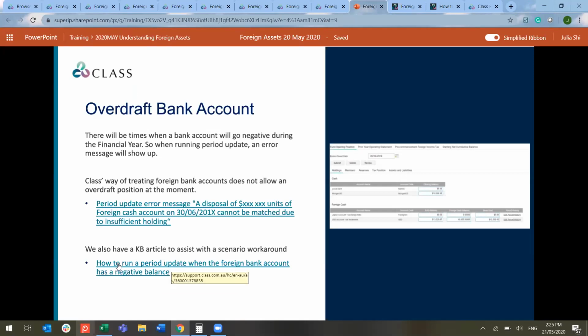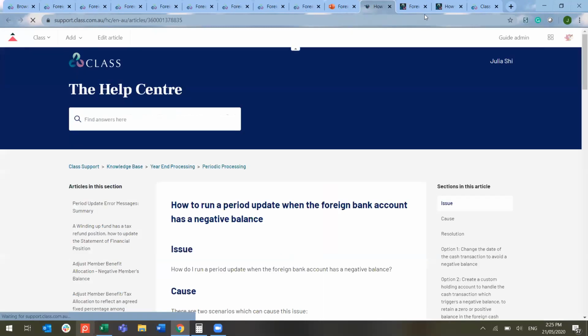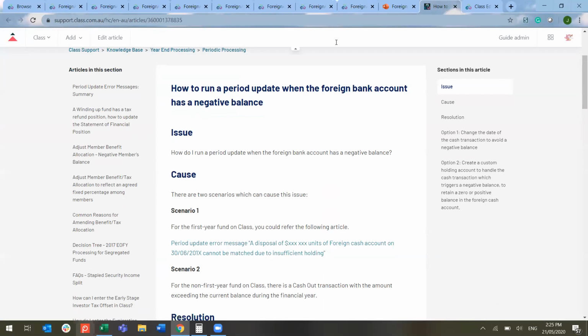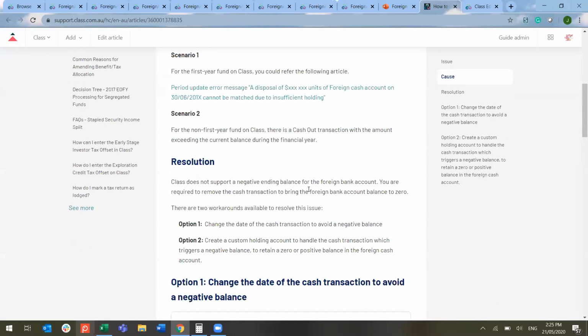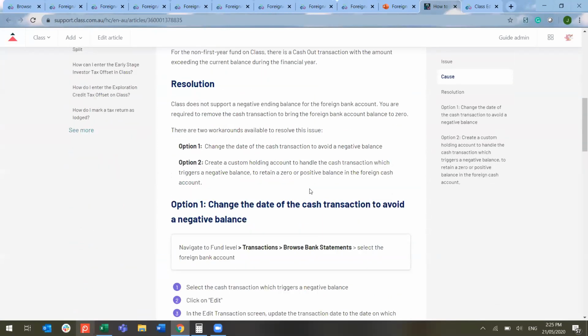We do have workarounds. This is a knowledge base article we've given to our customers. We actually have 2 ways to deal with this. One way, which auditors don't really like, is to change the date of the cash transaction in order to avoid a negative balance.